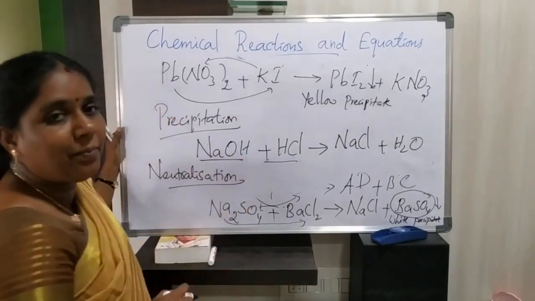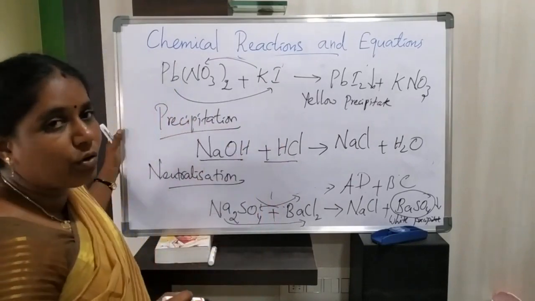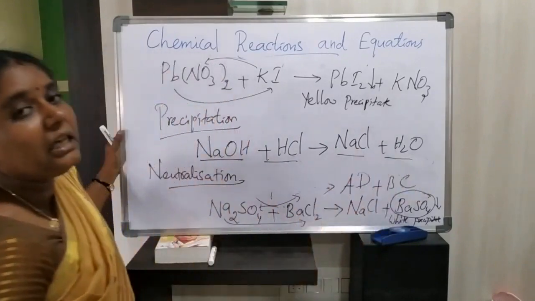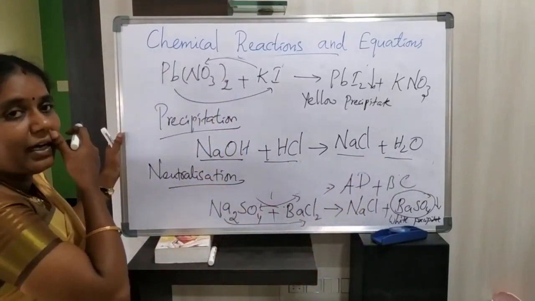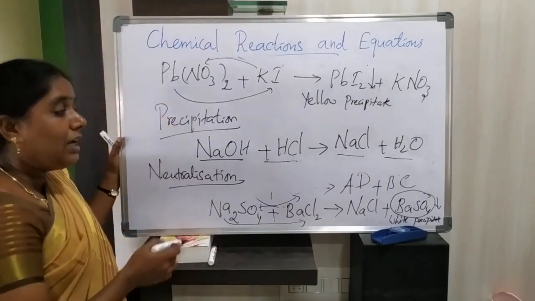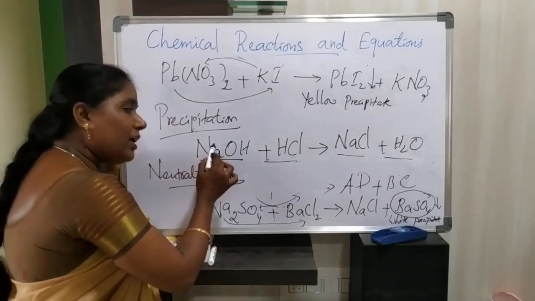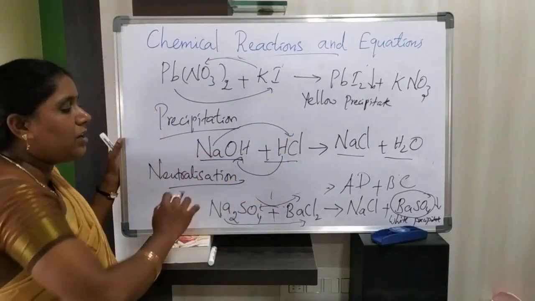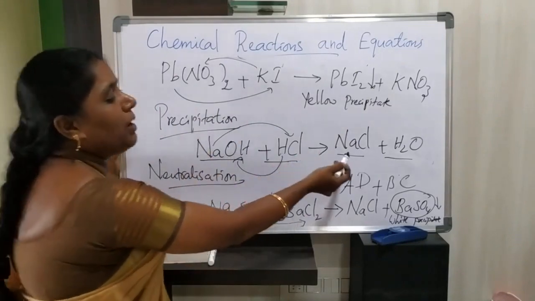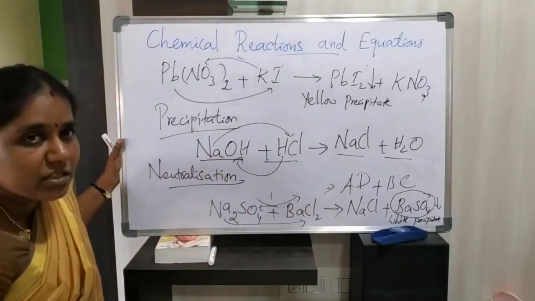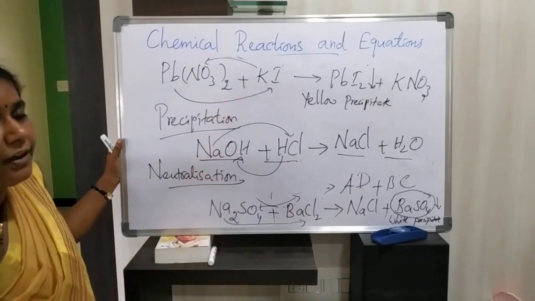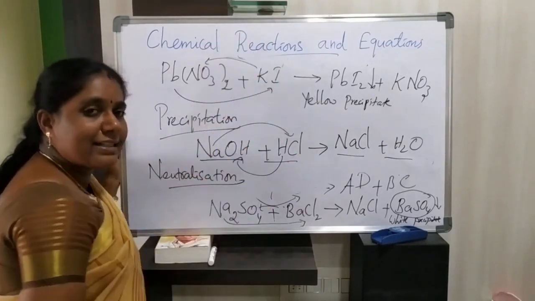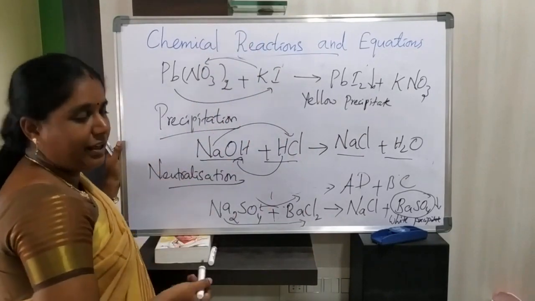This is one base, sodium hydroxide. This is one acid, hydrochloric acid. The reaction between acid and base to form salt and water is generally called a neutralization reaction. See here, in this reaction also, sodium combines with chloride and hydrogen combines with hydroxide ion. So an exchange of ions takes place to form sodium chloride and water. So this neutralization reaction is also one of the examples of double decomposition reaction, isn't it?